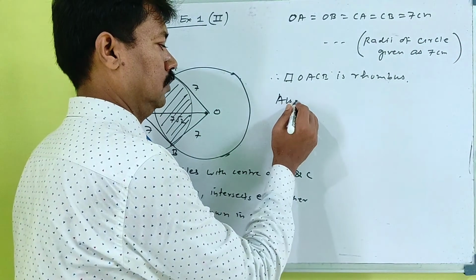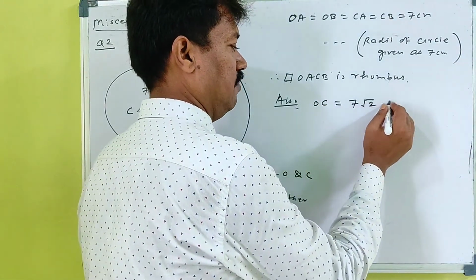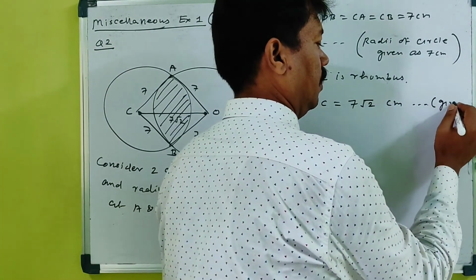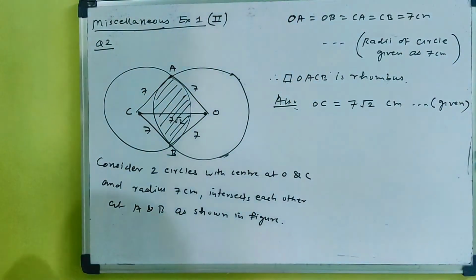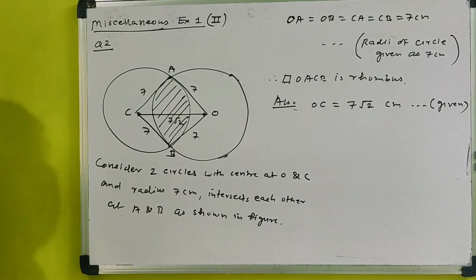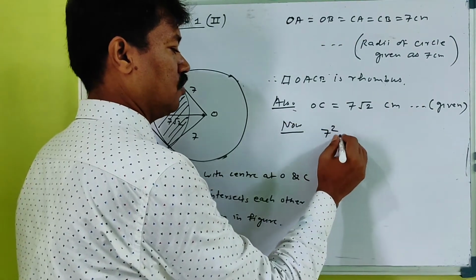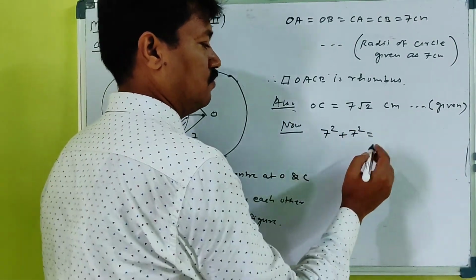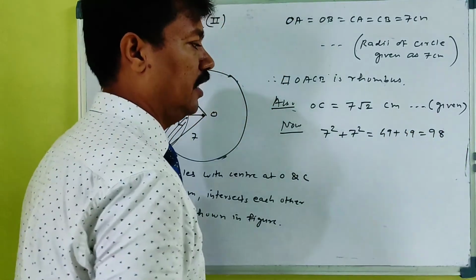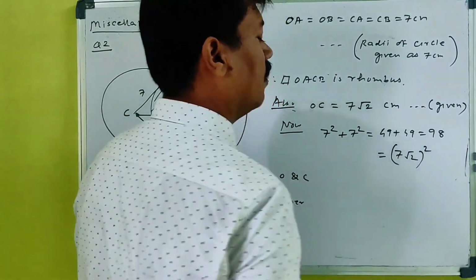Also, OC is given as, what is OC given here? OC is given as 7 root 2 centimeter. That is distance between the two circles. Distance between the two circles is given as 7 root 2 centimeter. वो दिया हुआ है. Now, if you do the 7 square plus 7 square, it is 49 plus 49. That is 98, and 98 is nothing but 7 root 2 का square. किसका square है? 7 root 2 square.